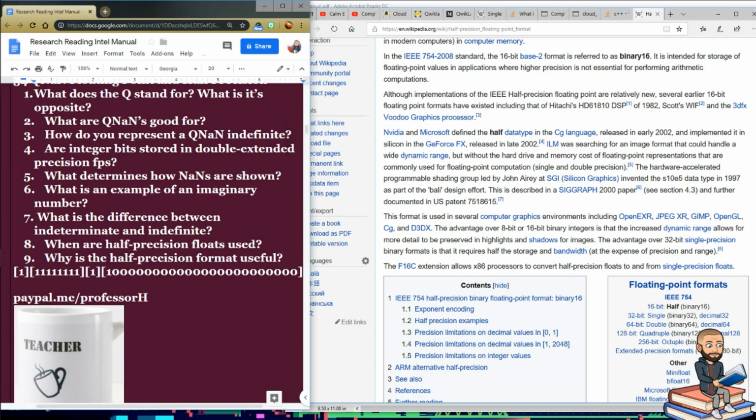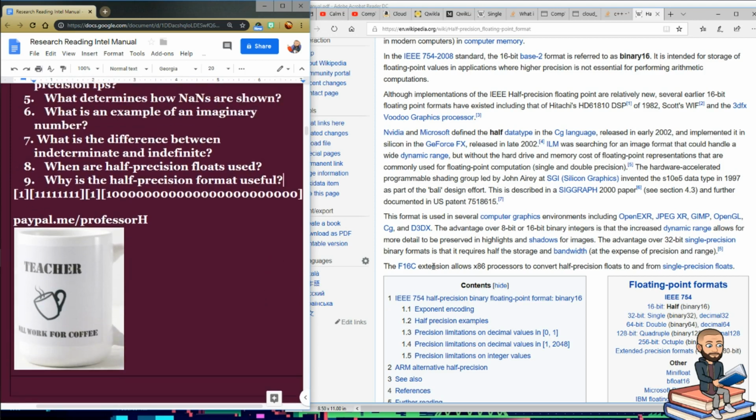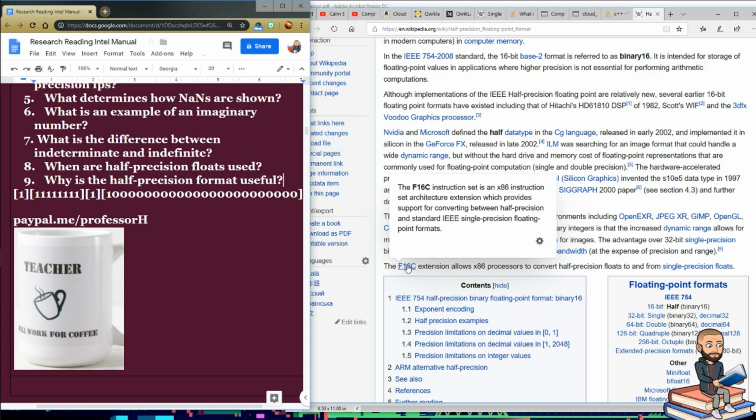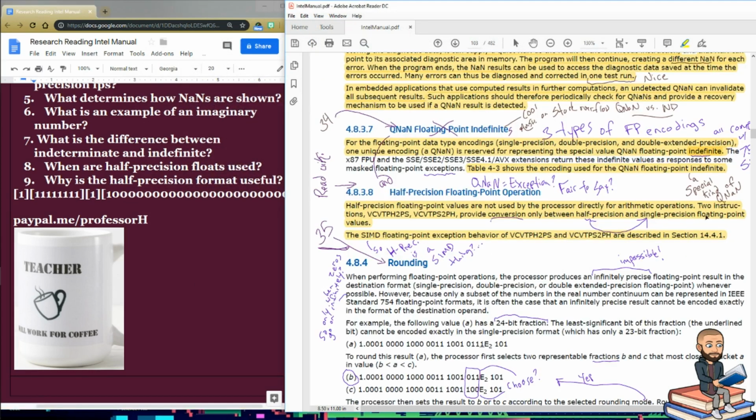So I ask, why is the half precision format useful? And the answer is simply, you can use it to create more detail in the highlights and shadows of images, all the while saving in storage and bandwidth. And let us truly finish this video by mentioning that the F16C extension allows x86 processors to convert half precision floats to and from single precision floats. That brings us right back home. Right here, these two instructions provide conversion only between half precision and single precision.